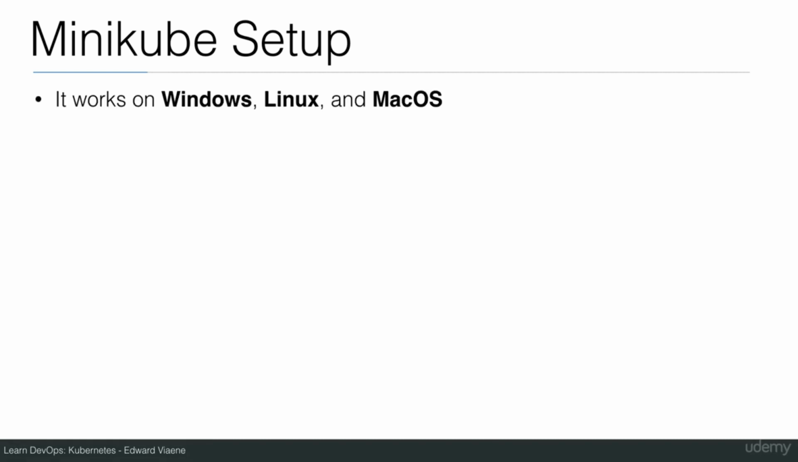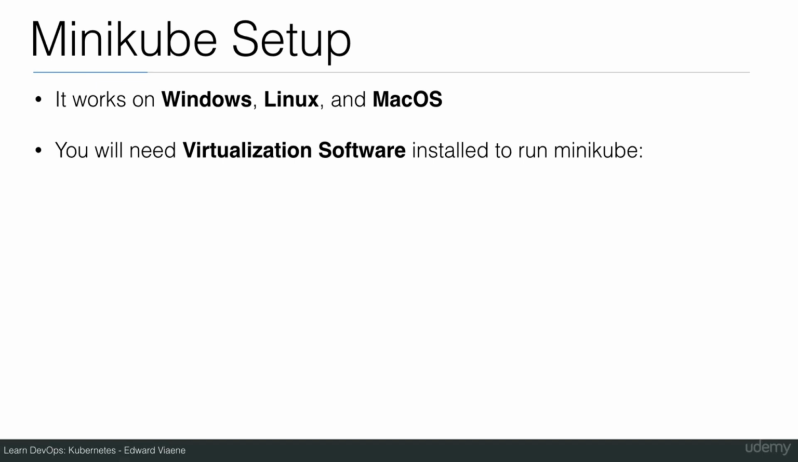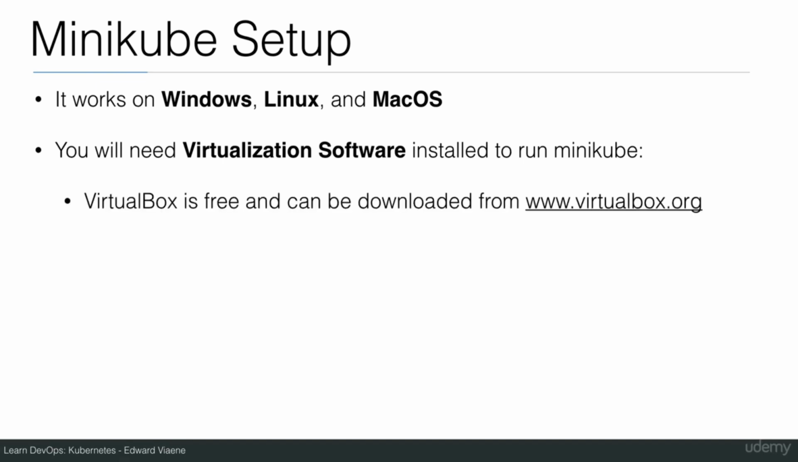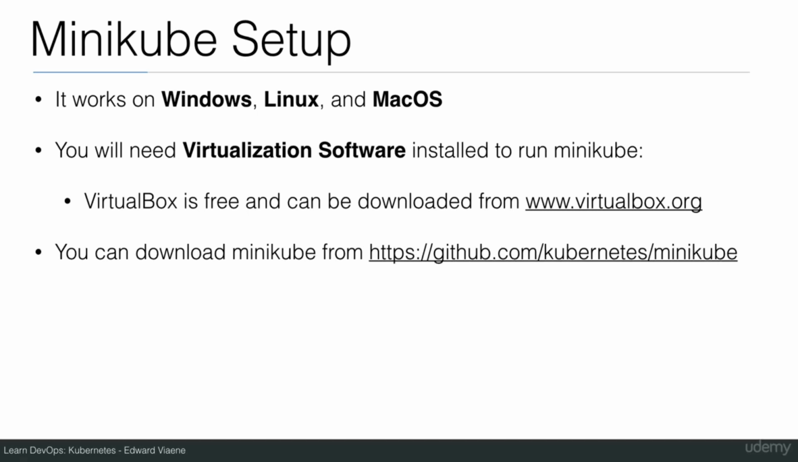Now the good news, it works on Windows, Linux and macOS, so you can use it on your PC whatever you are running. You will need virtualization software installed to run Minikube. For instance, you can use VirtualBox, which is free and can be downloaded from virtualbox.org. You can download Minikube from this URL. You can just copy paste it from the procedure document, or you can just type it over from this video.